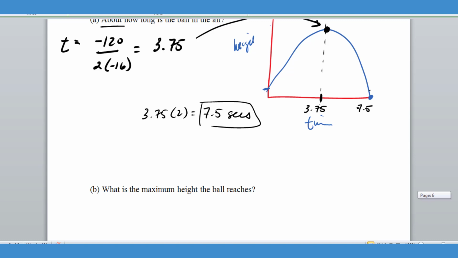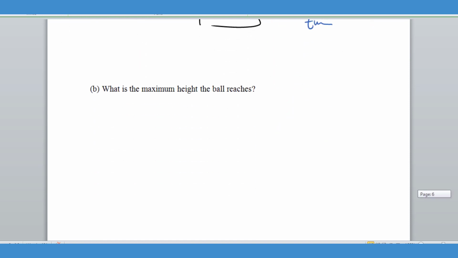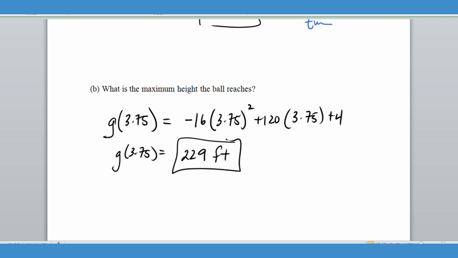Now, second part of this problem says what's the maximum height the ball reaches. So we want the output part here to see what that vertex is. And so we're going to take that 3.75 for the vertex, and we're going to evaluate this problem at 3.75. And again, the better you get at using your calculator and punching all this in one entry line and coming up with an answer, the better. That's going to serve you well later on. So that's 229, and of course that's representing feet. So the height the ball reaches is 229 feet.